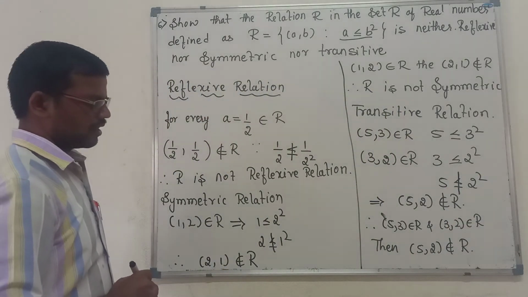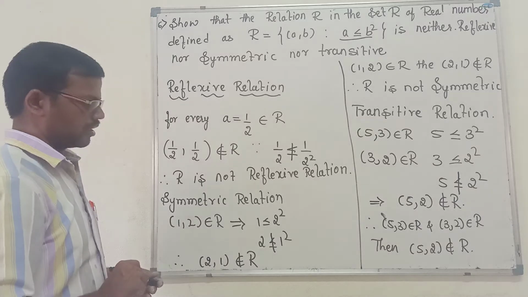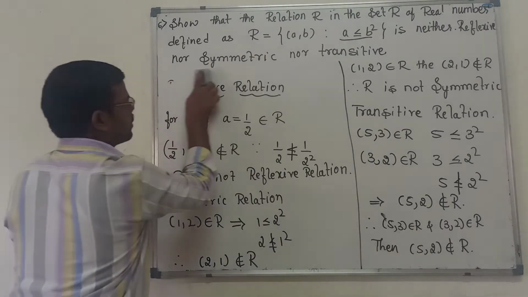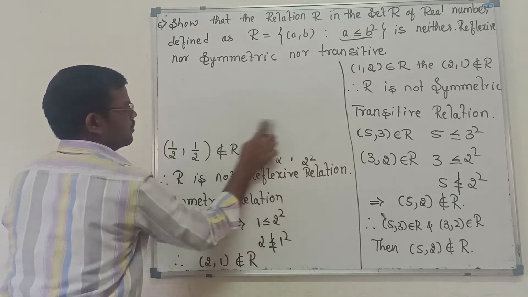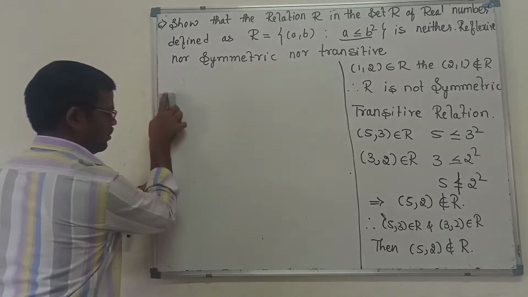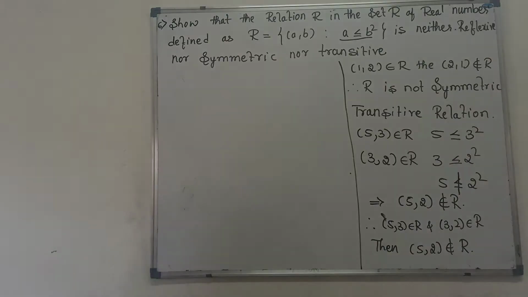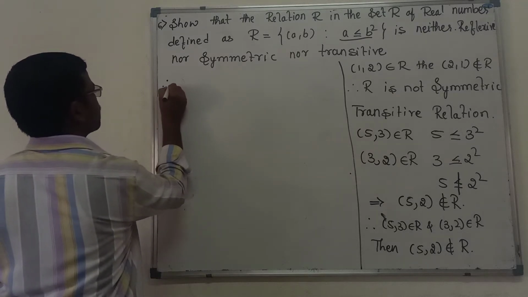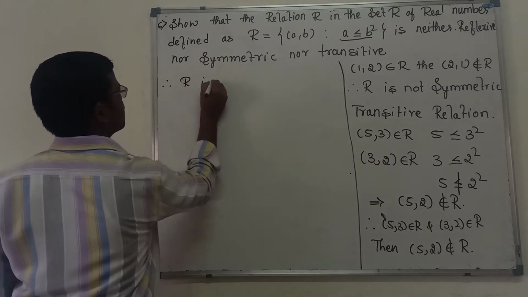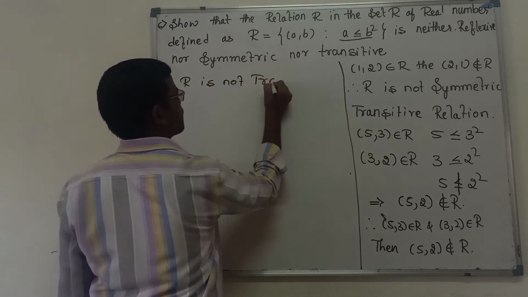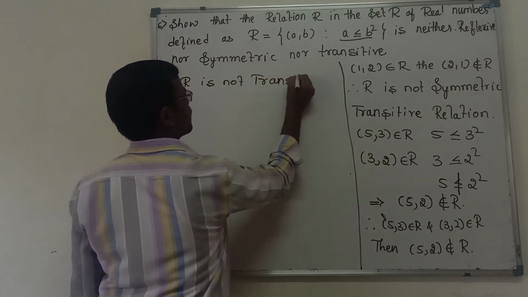Then what we can say: R is not transitive. Therefore R is not transitive.